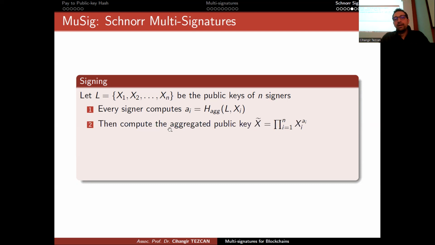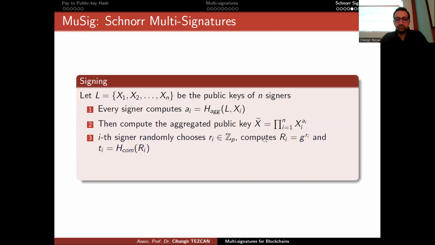Then signers compute the aggregated public key by calculating X_i to the power of a_i and then multiplying all of them. So this is where you actually aggregate all of the keys and turn them into a single public key, X tilde. So this is the property of Schnorr signatures. You cannot do it with the digital signature algorithm, okay?